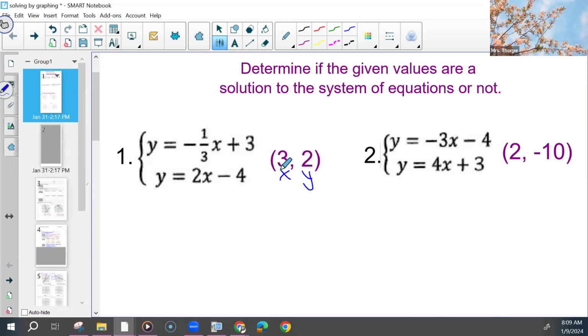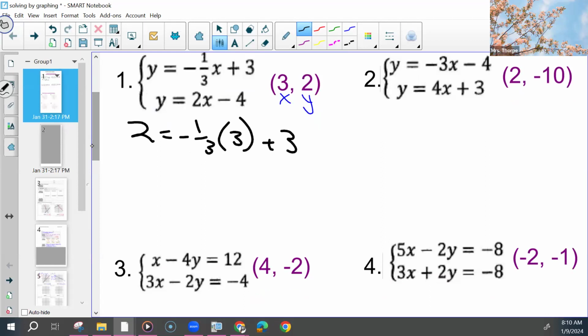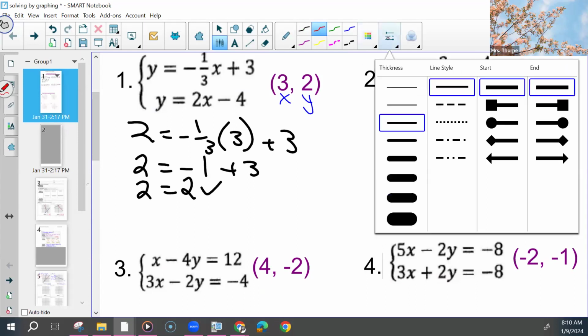So this is your x, y. Every time you see an x, put that in. Every time you see a y, put that in. So this would be 2 equals negative 1/3 times 3 plus 3. 2 equals negative 1 plus 3. Negative 1 plus 3 gives us 2. So that works.